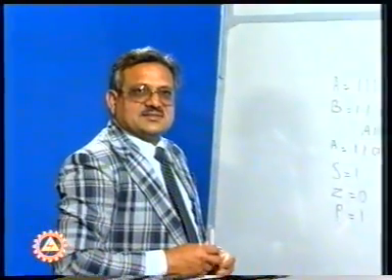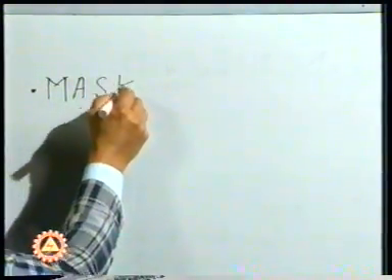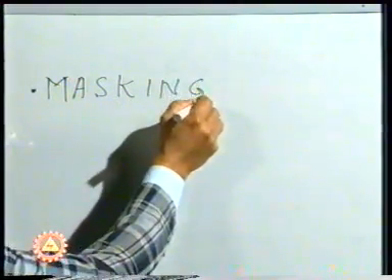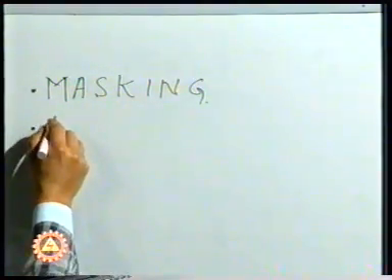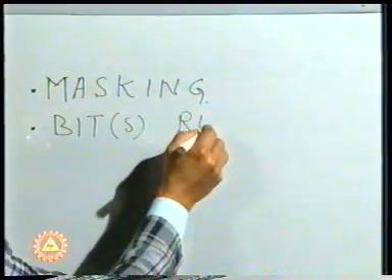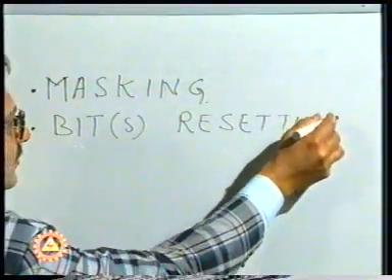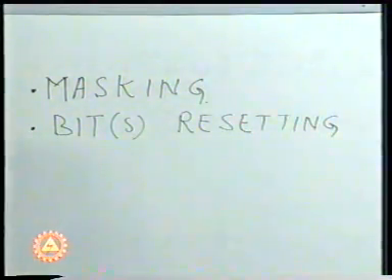Let's discuss the applications of AND instructions. AND instructions are used for masking and bits resetting. Let's study them through example.